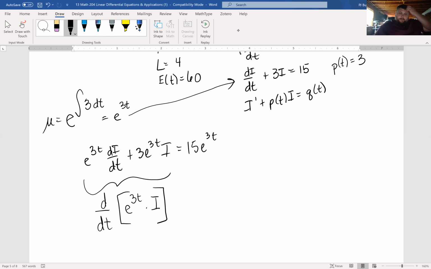So let's differentiate I first. That would give us dI/dt, and we would leave e to the 3t alone. That's our first term, so that looks good. Then leave I alone. The derivative of e to the 3t is 3e to the 3t. So that term looks good. So it appears everything is fine so far, which means we can now break up that derivative and integrate.